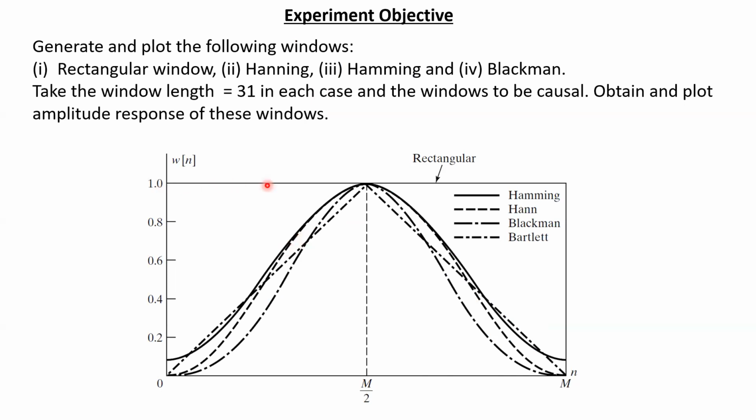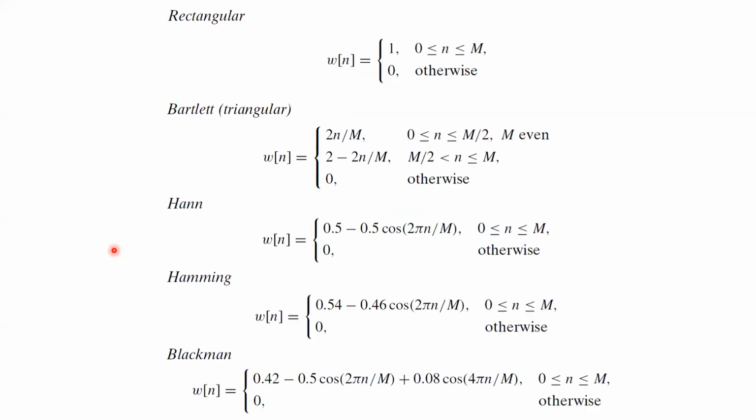This is our rectangular window. If we sample this, we are going to get a discrete sequence, and all the values of the sequence will be 1 from n equal to 0 up to n equal to M. Below that and above n equal to M, W(n) is going to be 0. This is what we have written. Similarly, you can see other windows like the Bartlett window, Hamming window, and Blackman window, with different mathematical definitions.